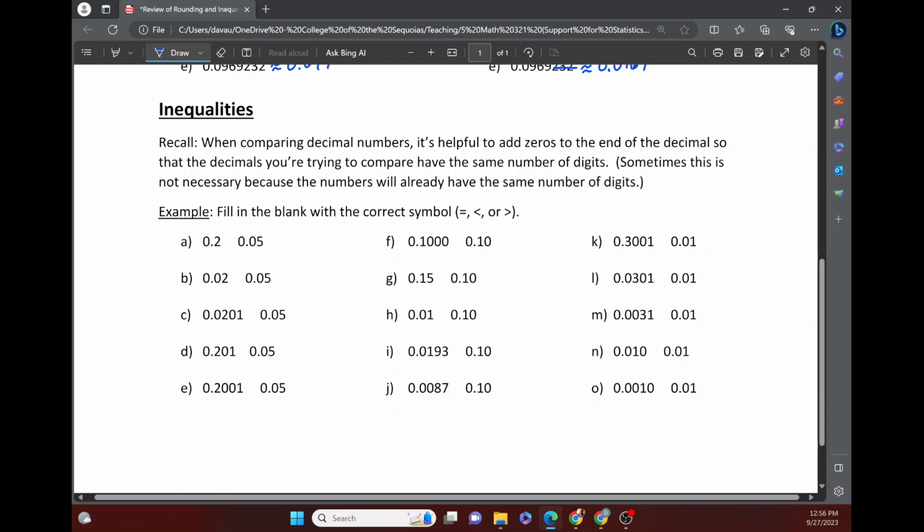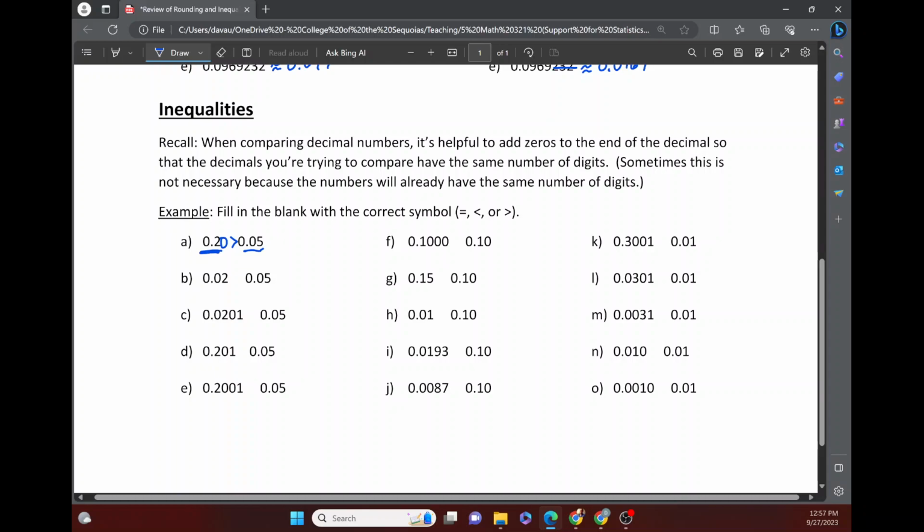So if we're looking at part A, for example, and you're comparing 0.2 to 0.05, some of you struggle with this because you think, well, 2 is less than 5, and so you would want to put a less than sign in here. But that would be incorrect because this number here has 2 decimal places, and this number only has 1 decimal place. So what I need to do is add a 0 to this number so that now both numbers have 2 decimal places. Okay? And if I do that, then I can see really clearly that I'm not actually comparing 2 and 5, I'm really comparing 20 and 5. And 20 is bigger than 5, so this should have a greater than sign.